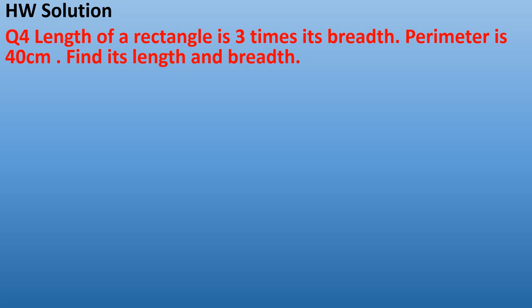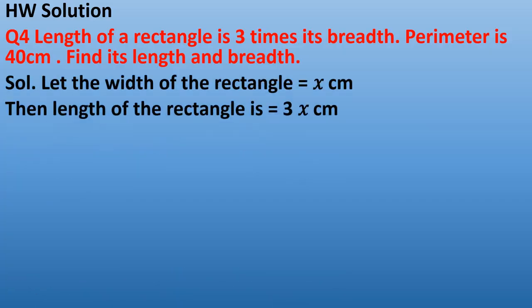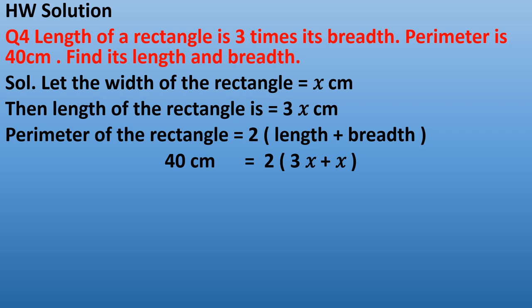Now what is the length of the rectangle? 3 times its breadth. That means we will consider breadth or width as x centimeter. So let the width of the rectangle be x centimeter. Then what is the length of the rectangle? It is 3 times its breadth, so it is 3x centimeter. Perimeter is given to us 40 centimeter. So write down the formula of perimeter of the rectangle, which is equal to 2 bracket length plus breadth.